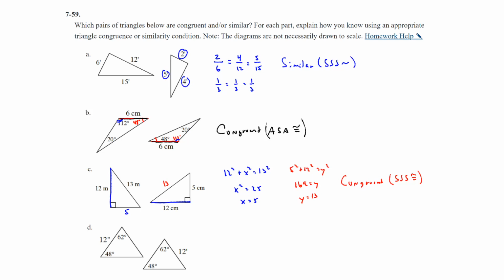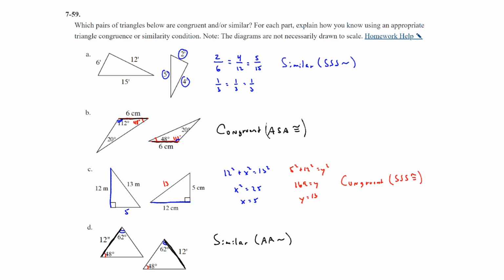And for part D, we have two angles that are congruent, the 48, the 62, and then obviously the third one would be congruent as well. But be careful on this one. This 12 is in between the 48 and 62 on this triangle, but on this one it's the 62 degrees and the other angle. So those are not the same sides that we're looking at. So the best we can do on this one is say that they are similar, and they would be similar by angle similarity.